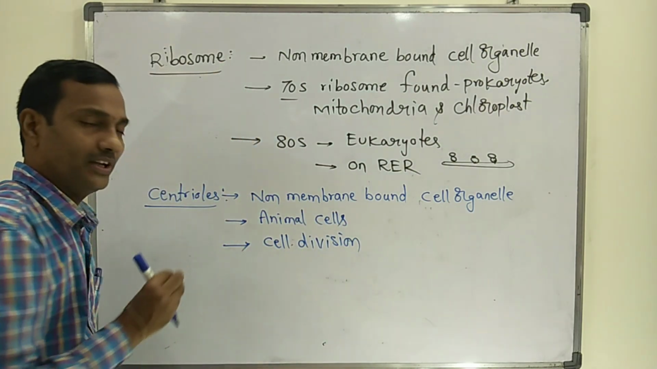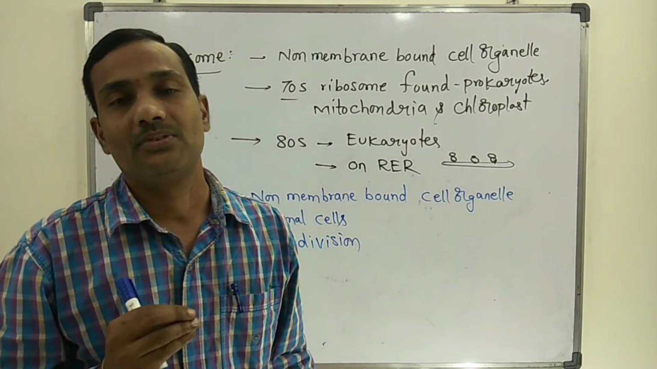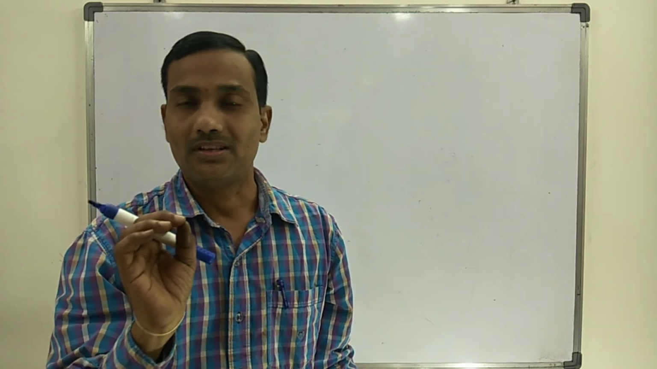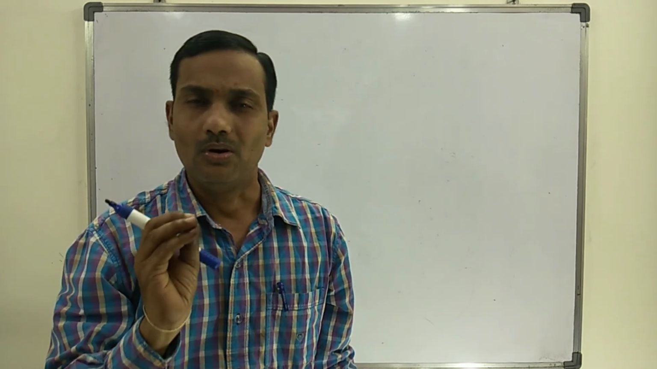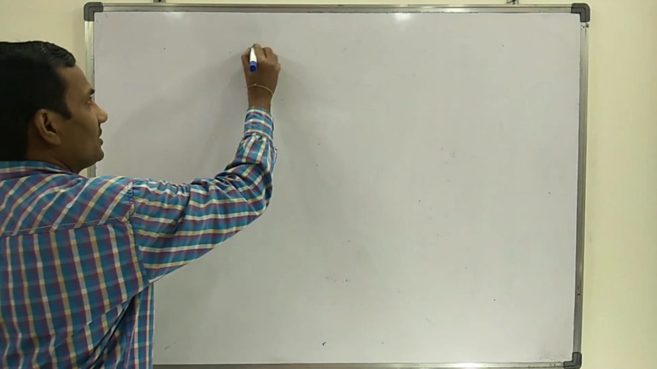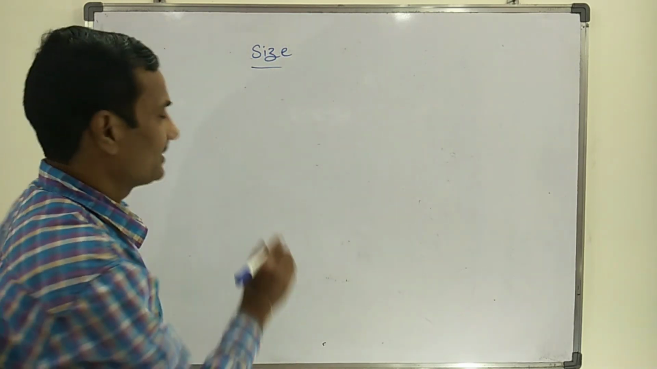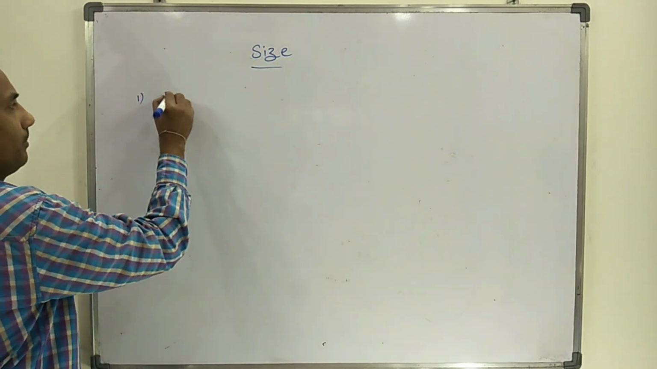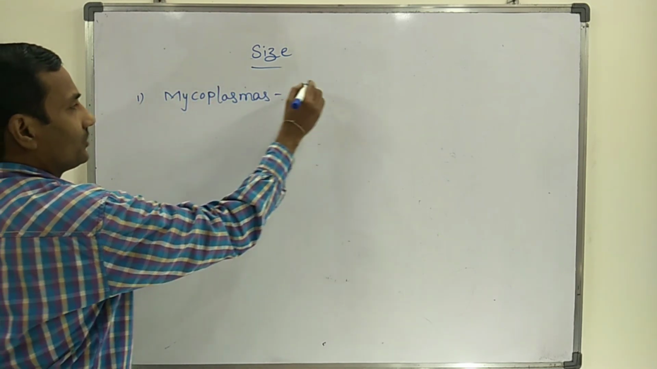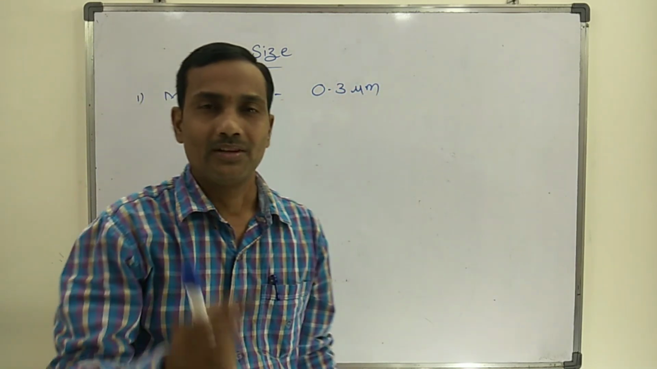Now I am going to explain the various different sizes of cells. Sizes are not similar, all living cells are not the same size. Now, heading: sizes of different living cells. The first is mycoplasma, size 0.3 microns.